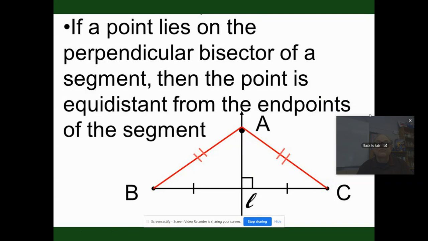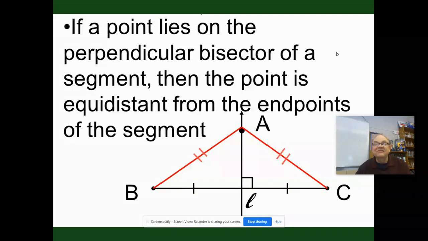Also turns out that if you have a point that's on a perpendicular bisector, it means it makes a right angle and it bisects the side. It cuts the side exactly in half. Well, if you have any point that's on that, it's going to be the same distance from the endpoints of the segment.